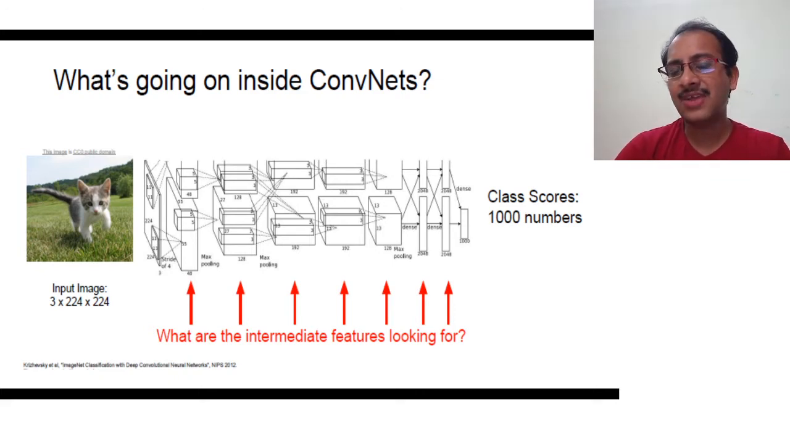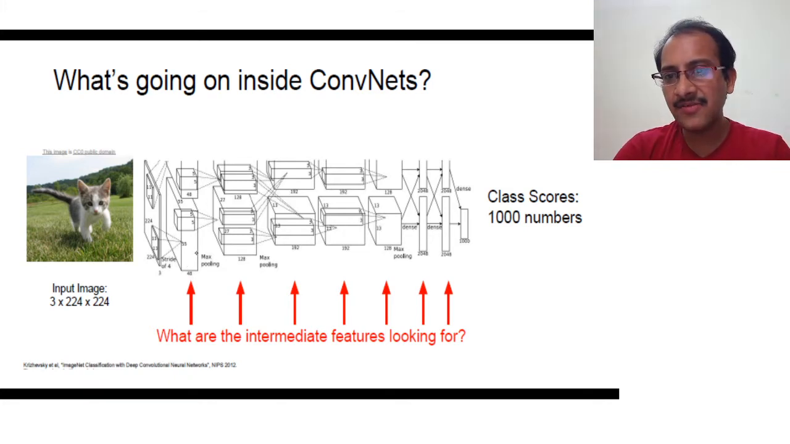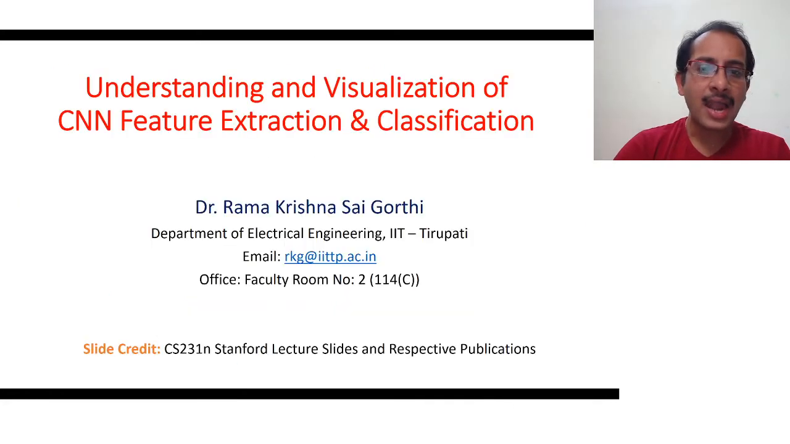So typically we divide this into three levels. One is the features extracted at the first layer, another is the features extracted at the last layer, and the third is the features extracted at the intermediate layers. I would like to acknowledge that all the slides I am using in this video lecture are from Professor Fei-Fei Li's team, taken from the CS231n course at Stanford, and a few are taken from the respective publications where they were cited.